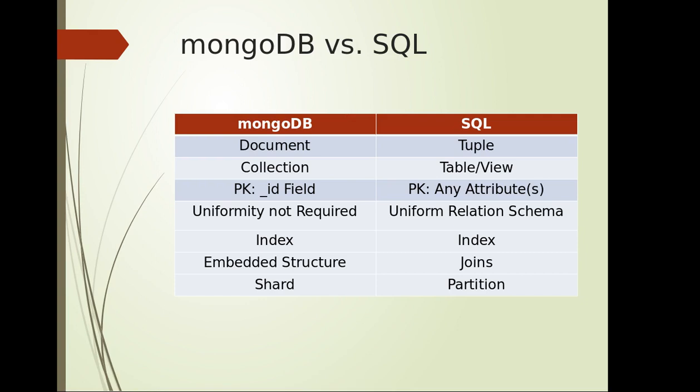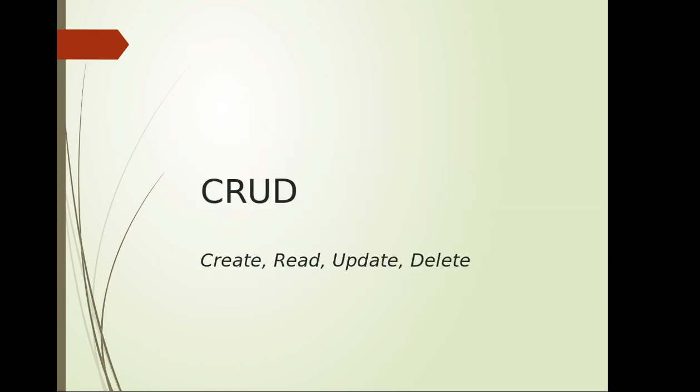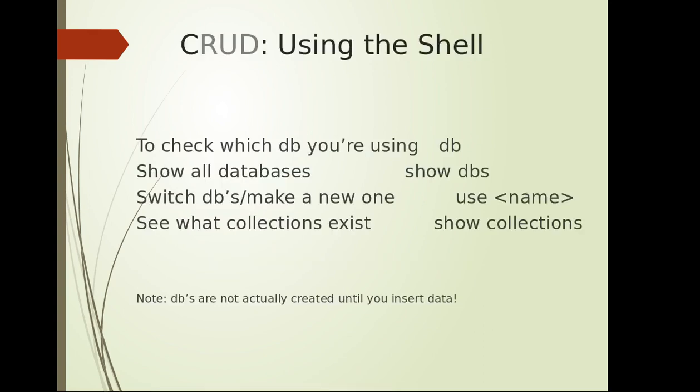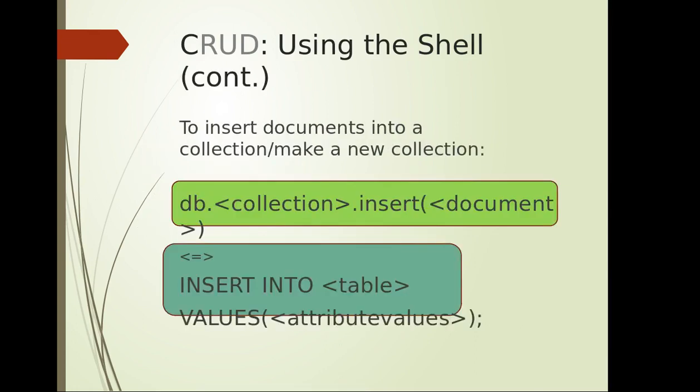In MongoDB uniformity is not required, and in SQL a uniform relational schema is required. Indexes you can create in MongoDB also. In SQL you can create joins, and in MongoDB you can create embedded structures. In SQL it supports partitions, and in MongoDB it supports sharding. It means you can store your data across more than one cluster, two clusters, or any number of clusters. You can do sorting, clustering, and all. So MongoDB supports CRUD operations and all, but this is the basic part of MongoDB.